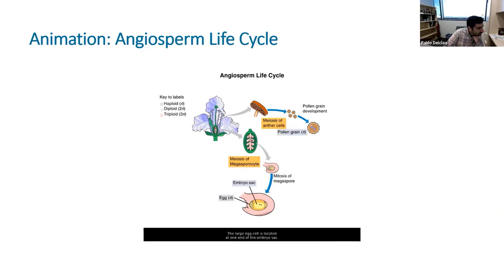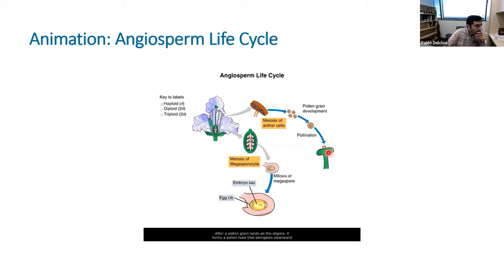The large egg cell is located at one end of the embryo sac. A diploid cell within the anther divides by meiosis to form 4 microspores, N. Each microspore, N, divides once by mitosis to form 2 cells. A tough wall is formed around the outside, creating a pollen grain, which contains a male gametophyte. Pollen grains are transferred by wind, water, or an animal to a sticky stigma in a flower of the same plant or another individual of the same species.